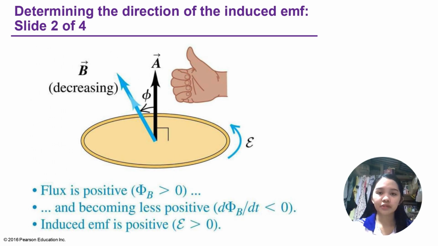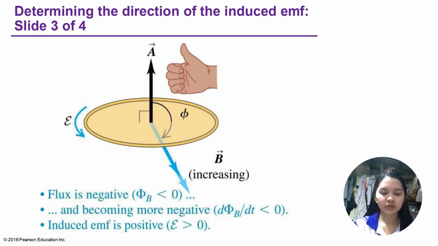Conversely, if the magnetic field is decreasing, the flux is still positive, but becoming less positive. In this case, the induced EMF is positive. Now, let's consider a situation where the magnetic field is in the opposite direction and increasing. So the flux is negative and becoming more negative. So the induced EMF is still positive.